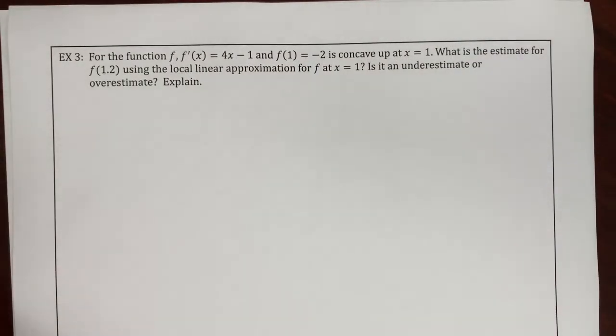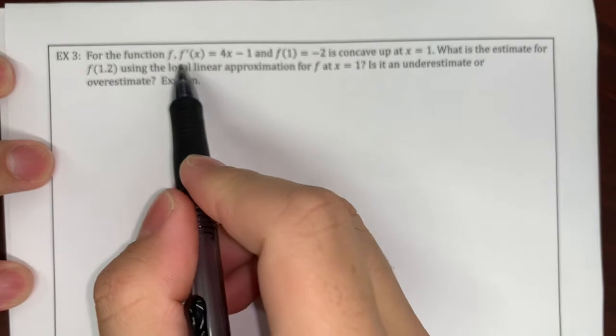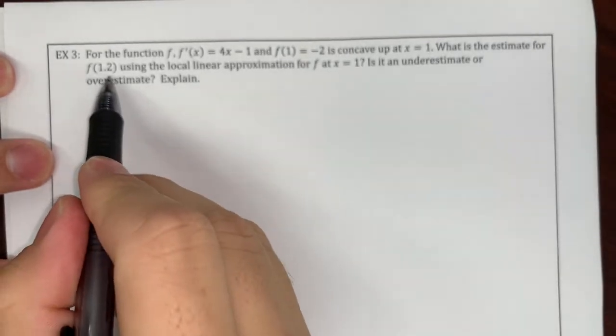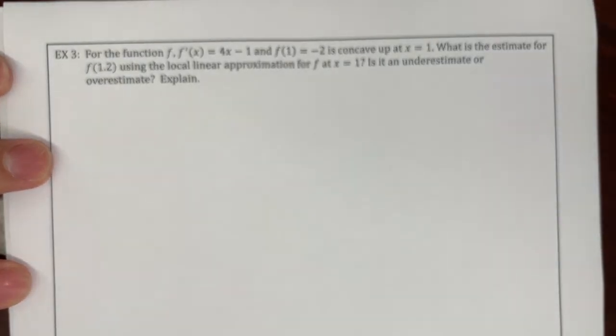All right, so this last example is pretty much the last type of variation that you're going to see for this type of problem. So it says, for the function f prime of x is equal to 4x minus 1 and f of 1 is equal to negative 2 is concave up at x equals 1, what is the estimate for f of 1.2 using the local linear approximation of f at x equals 1? Is it an underestimate or overestimate?